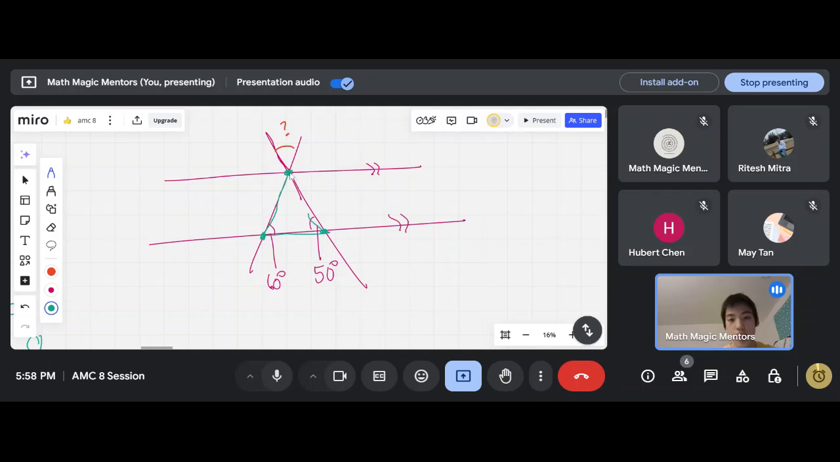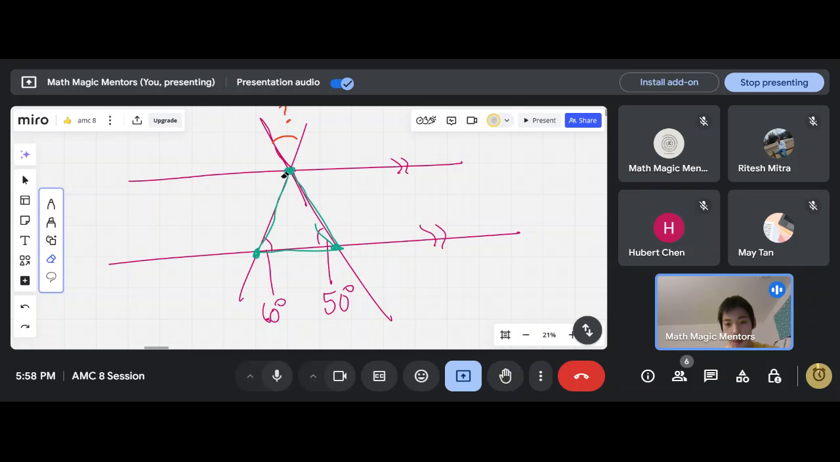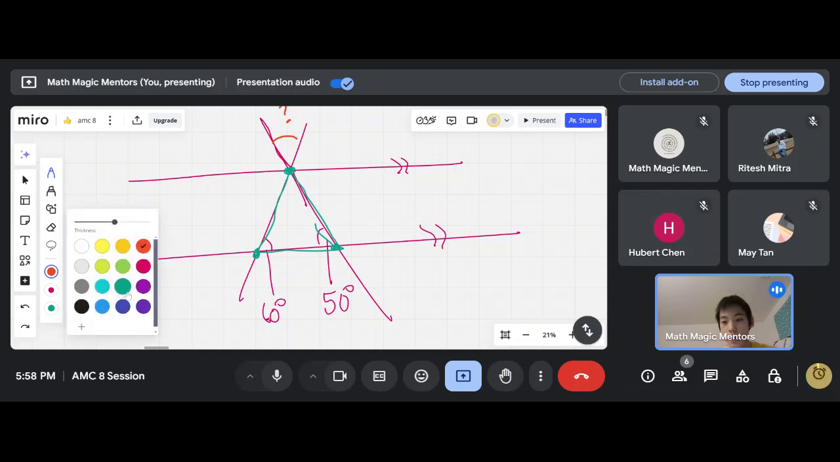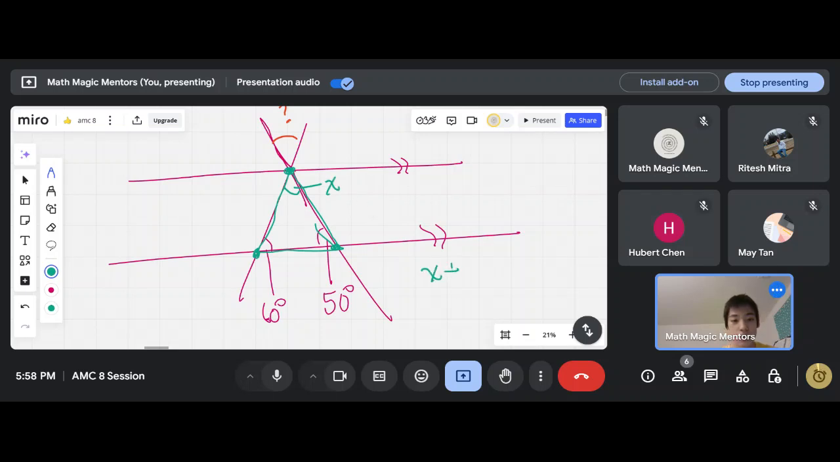remember what we just said, and I think in a future session we can prove this, me and Sid, in a separate video. But remember what we said about the angles in a triangle. They add up to 180 degrees. And so we can say that if we call this angle X, then X plus 60 plus 50 is 180.